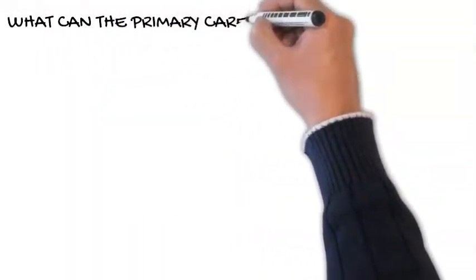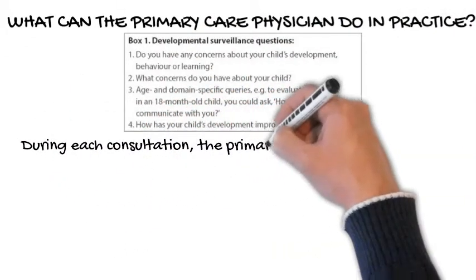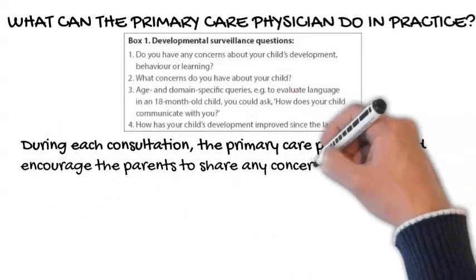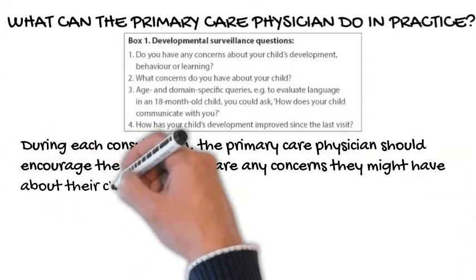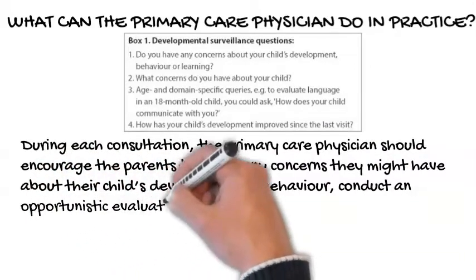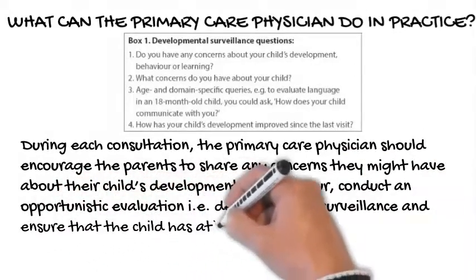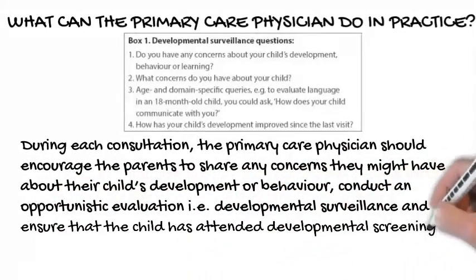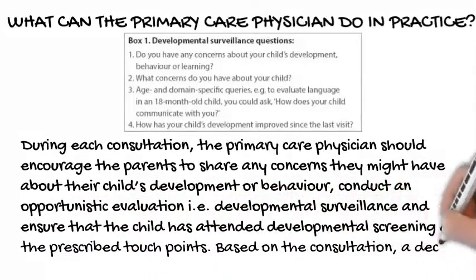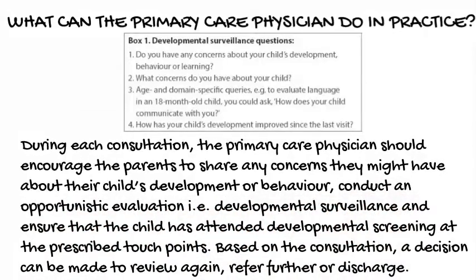An important step to improve the early identification of developmental delay is educating the parent to make use of the health booklet's developmental checklist. What can the primary care physician do in practice? During each consultation, the primary care physician should encourage the parents to share any concerns they might have about their child's development or behavior, conduct an opportunistic evaluation, i.e. developmental surveillance, and ensure that the child has attended developmental screening at the prescribed touch points. Based on the consultation, a decision can be made to review again, refer further, or discharge.